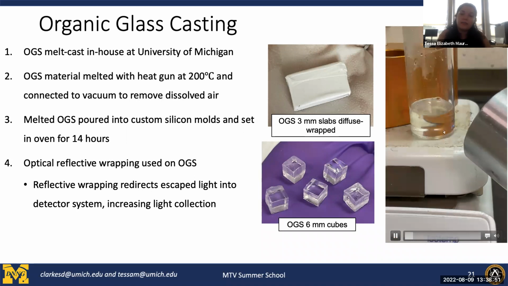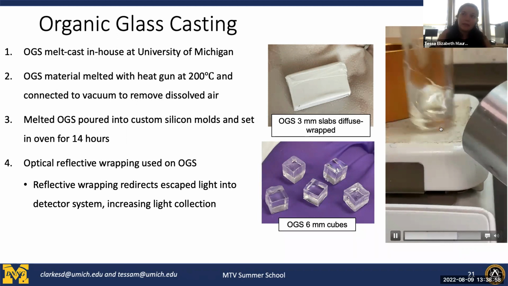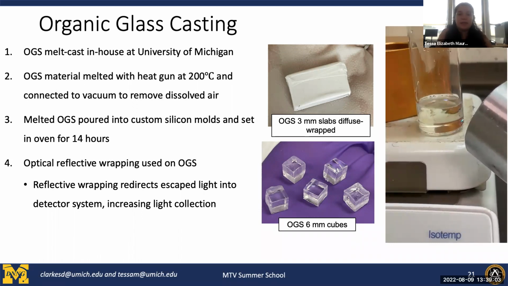At this point, the glass is already melted, and we have our heat gun here, and we're tapping it against the copper plate. If you can see, there are those bubbles rising up to the top. That's the gas removal process. What's not pictured is that it's connected to a vacuum, and the vacuum is, of course, aiding in removing that dissolved air. Once the glass has been degassed, we pour the melted OGS material into custom silicone molds and then set it in an oven for over 14 hours so that it can gradually return to room temperature.